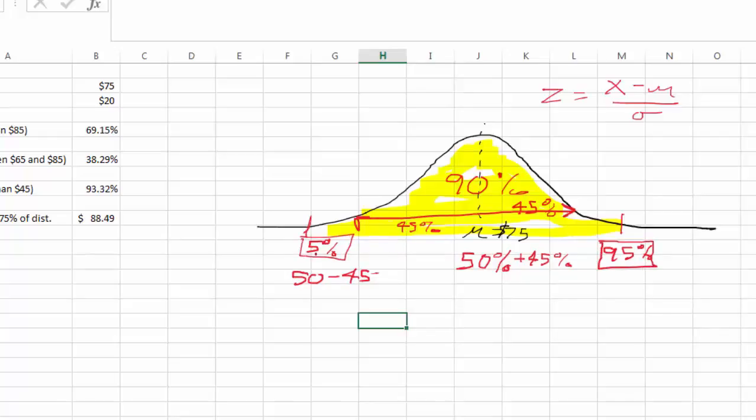So I could do two calculations doing norm inverse, and that would get it, and we'll try that here in a second.